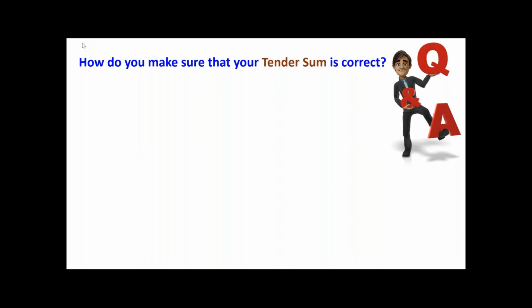So lots of answers here. All of you focus on the question here. How do you make sure that your tender sum is correct? Now you work for a tender department. You have done all the pricing. Now you have the tender sum. But how do you know your price is right or wrong? How do you make sure?